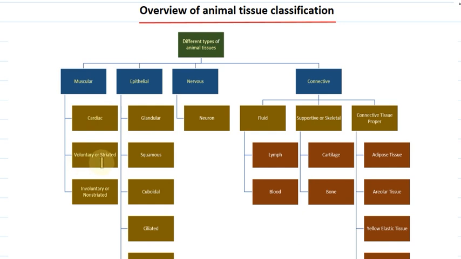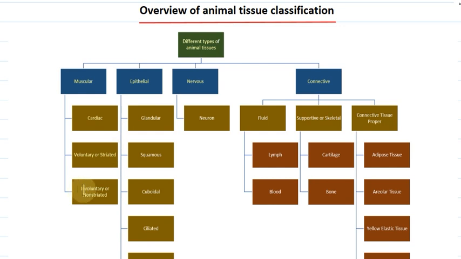Then there is voluntary or striated muscles. So these striated muscles are also known as voluntary muscles because they are under the direct control of one's will. And these muscles consist of striations. Hence they are also known as striated muscles.